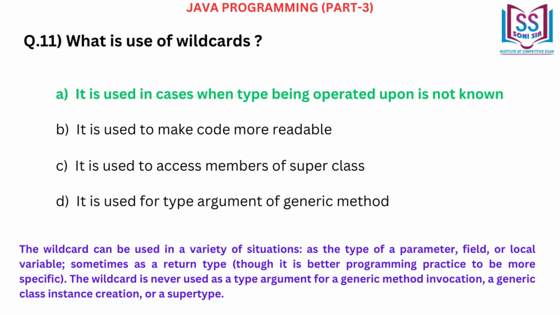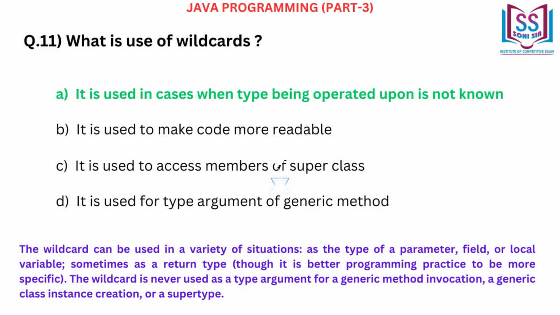The wildcard can be used in a variety of situations, as the type of a parameter, field, or local variable, sometimes as a return type, though it is better programming practice to be more specific. The wildcard is never used as a type argument for a generic method invocation, a generic class instance creation, or a supertype.